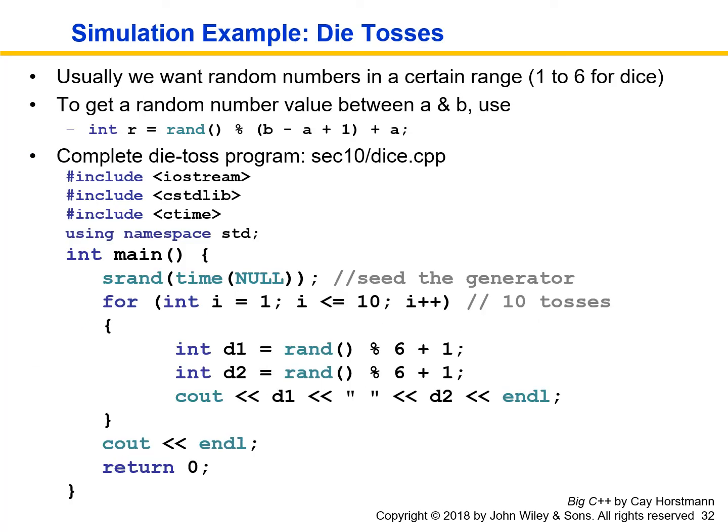Okay. Here's a dice tossing example. We seed random, and then for 1 to 10, we're going to do 10 dice rolls. Dice 1 is rand % 6 plus 1. Dice 2 is rand % 6 plus 1. So we get two random numbers between 1 and 6 inclusive. And then we print out the two dice rolls.